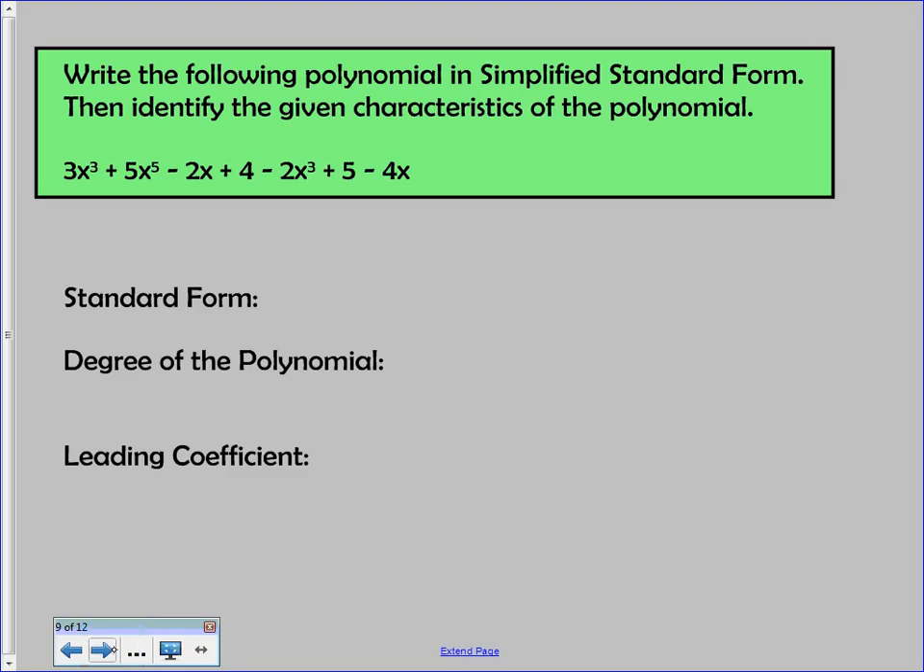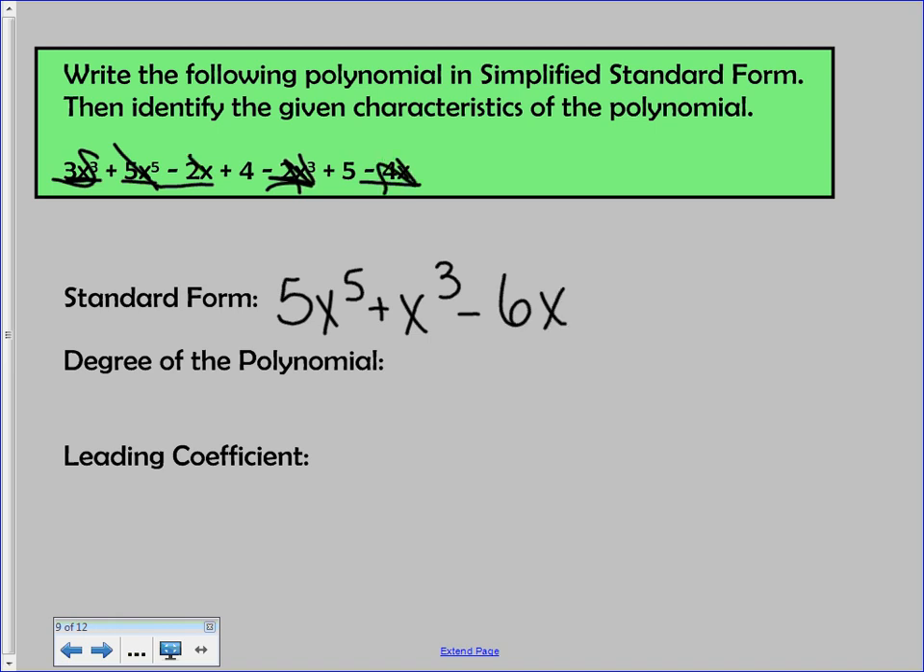Let's take a look at this next one. So first we're going to write it in standard form. So I have 5x to the 5th, that's my highest exponent. My next highest exponent, I have x cubed. So again, I'm not adding exponents. I'm taking 3 minus 2, which is plus x cubed. And then I have negative 2x minus 4x, which gives me negative 6x. Last but not least, I have 4 plus 5, which gives me 9.